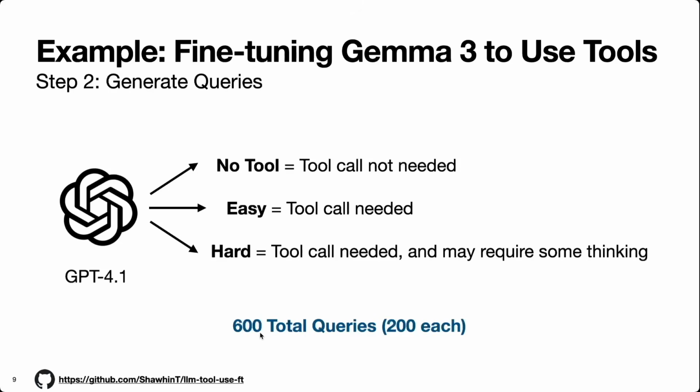So at the end of this process, I had 600 total queries, with 200 of each of these subtypes. And if you're curious about the code I used to generate it, if you go to the GitHub repo, it's this 1-genqueries.ipy notebook. There you'll see the prompts and the code I used to get GPT 4.1 to make all these queries for me.